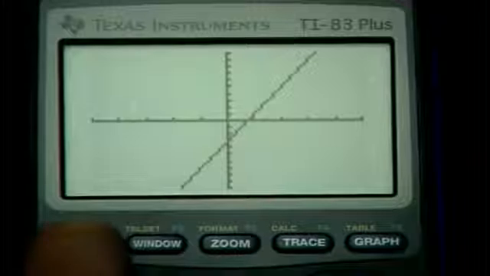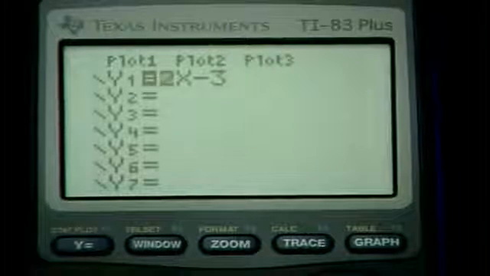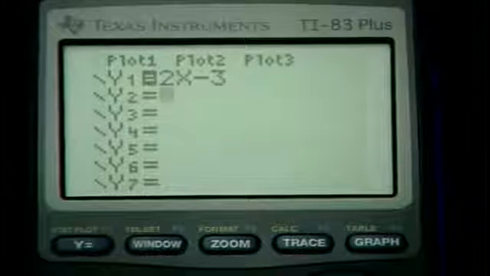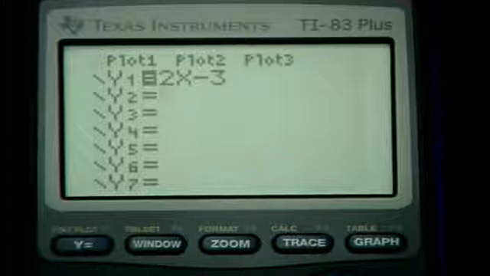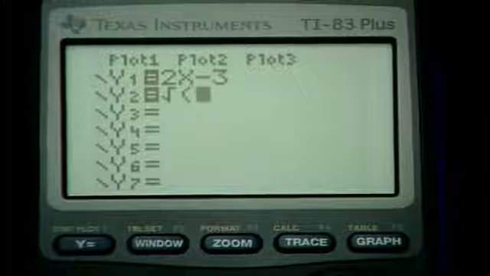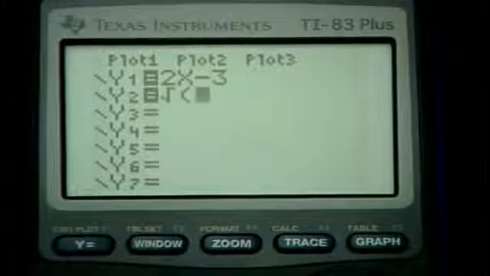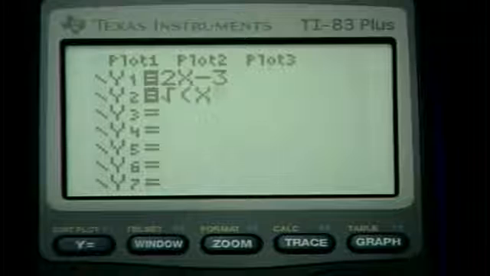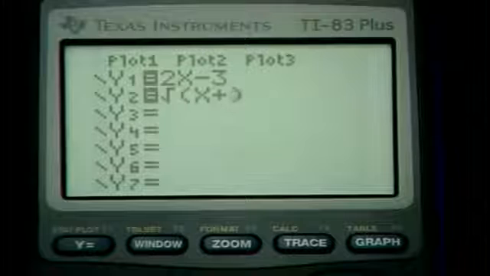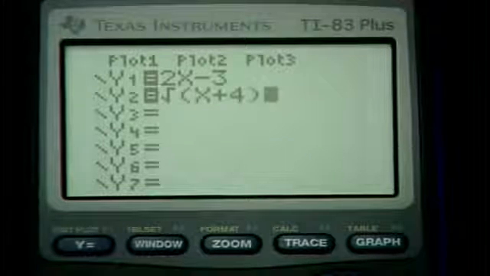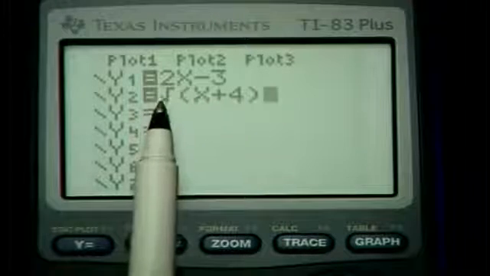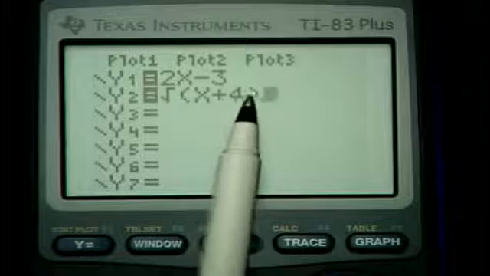Let's enter another equation. Suppose I go back to the Y equals menu, and I'll enter the equation that we were just discussing on the board a few moments ago. I'm pressing second and then square root, and remember it was the square root of x plus 4. So I'll press variable key and then plus and then 4 and then close parenthesis. Whoops, missed the 4. 4, close parenthesis. There we go.